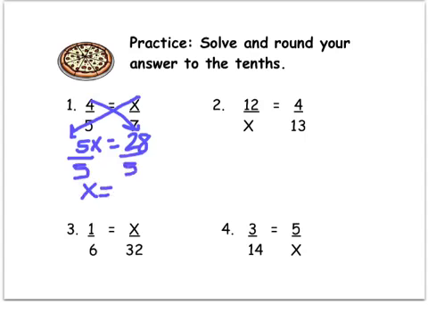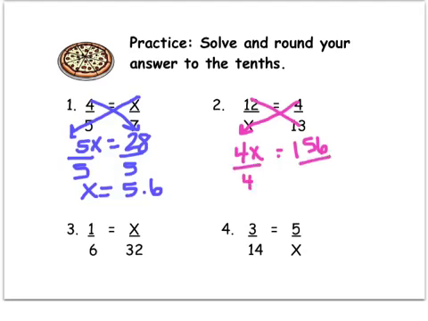All right, number 2, cross multiply. 4 times x, you get 4x equals, then we multiply 12 by 13, and you get 156. Now we have a one-step equation. We divide both sides by 4, and you get x equals 39.